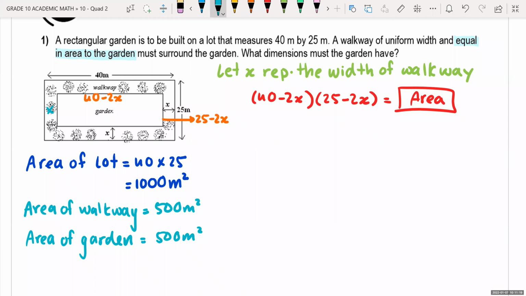The width of the total lot is 25, but then this walkway over here is x and over here is x. So when you subtract those 2 x's, you get 25 minus 2x. Okay, good. All right, perfect.